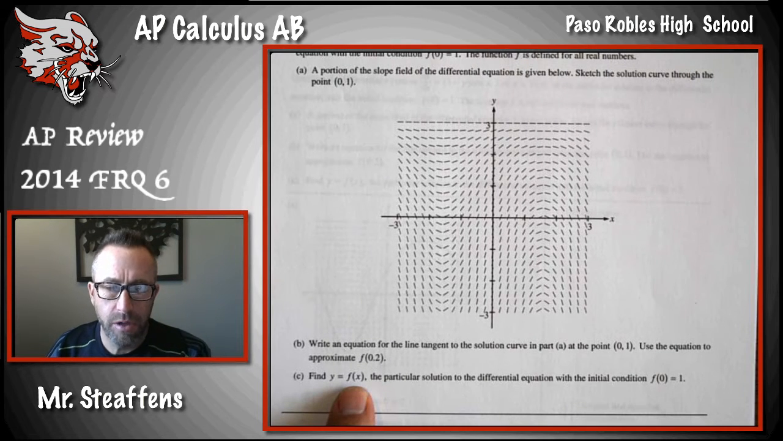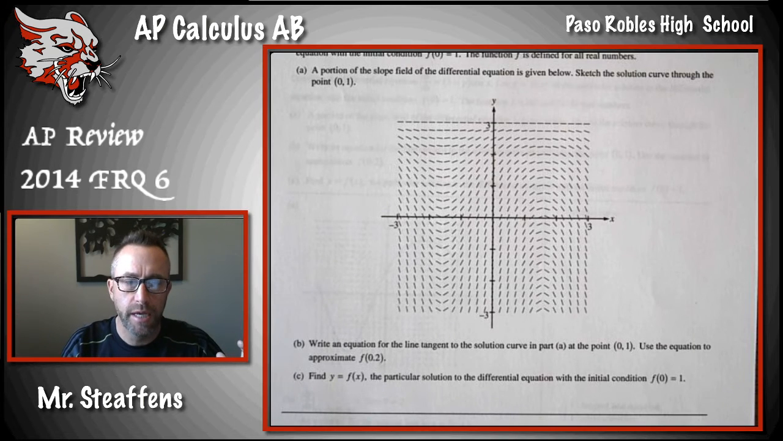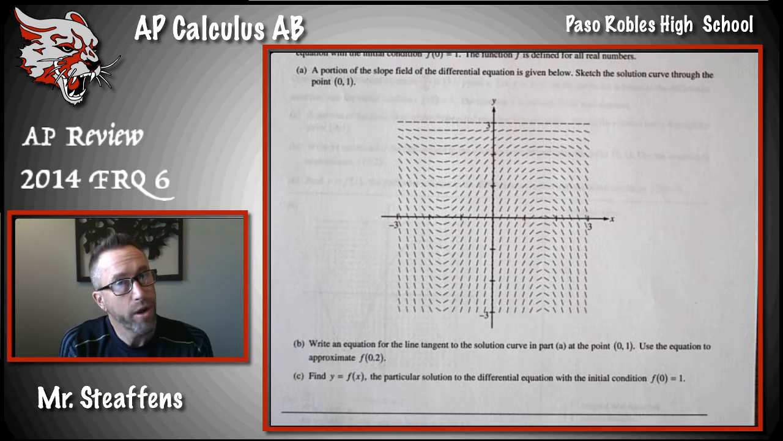And part C is hard because it involves separating variables, integrating two sides, and then at the end, using the initial condition to find the C value. So that's kind of the essence. There's about a 150% chance that that's going to be on every AP FRQ test ever. Somewhere it's coming.